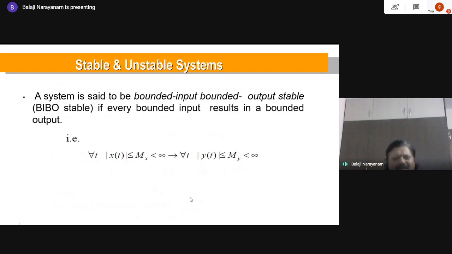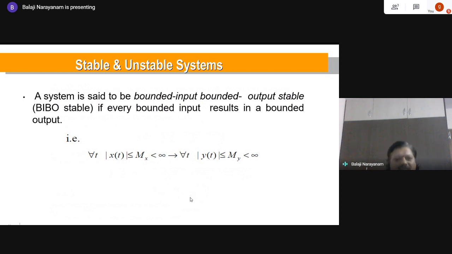Now another important classification of the system is stable and unstable systems. Now let us define a stable system. How do we define a stable system? A system is said to be bounded input bounded output stable, in short form BIBO stable, if every bounded input results in a bounded output.